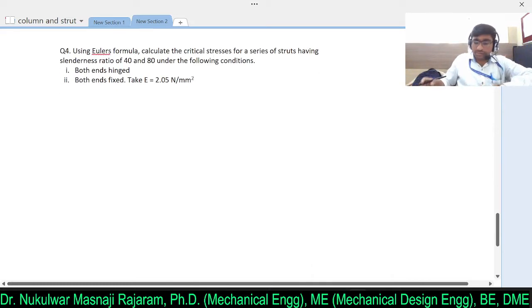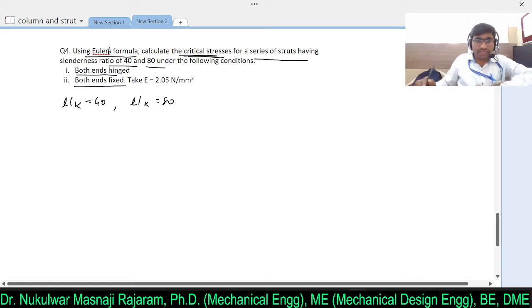Now next we will see how to calculate the critical stresses using Euler's formula. Here we need to evaluate the critical stresses, not load, for a series of struts having slenderness ratio, that is L by K. So L by K is 40, and next we need to consider 80 under the following conditions: when both ends are hinged and when both ends are fixed.